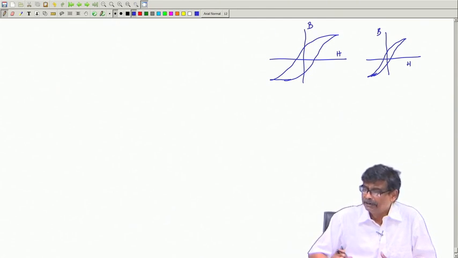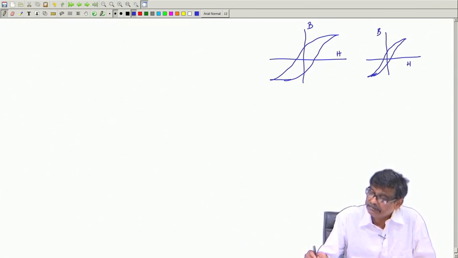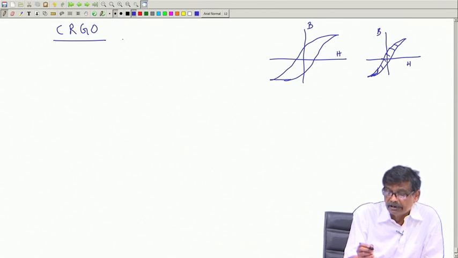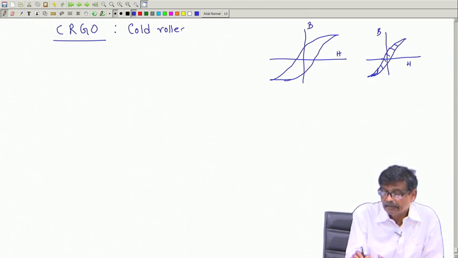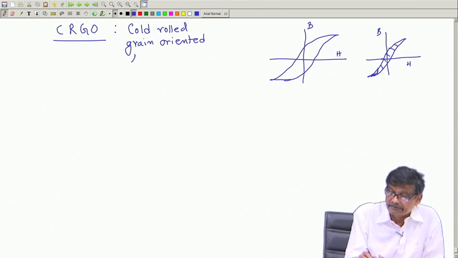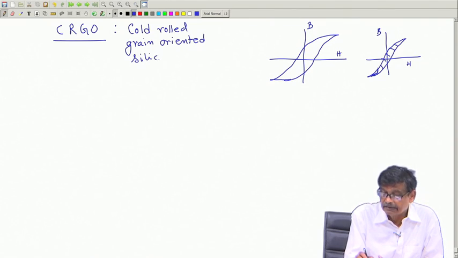In fact, it depends upon the application. In case of transformer application, we will demand that this hysteresis area is as small as possible. The material used to reduce hysteresis loss is CRGO, cold rolled grain oriented silicon steel, commercial name cold rolled grain oriented silicon steel.